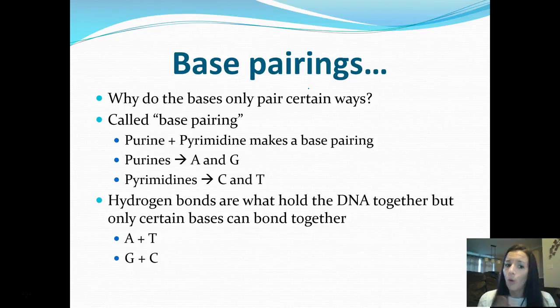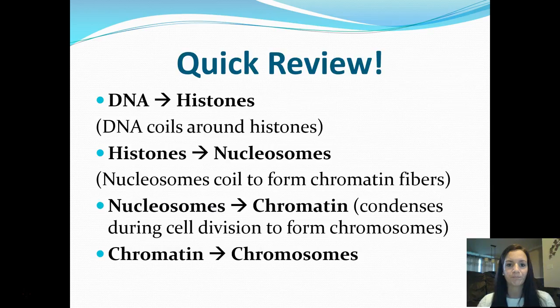So the bases only pair certain ways because of the base pairing rules. So like we said, purines and pyrimidines pair together, and there's something called hydrogen bonds that hold them together. Now, hydrogen bonds are weak bonds that are easily broken during DNA replication or protein synthesis, which we'll see later.